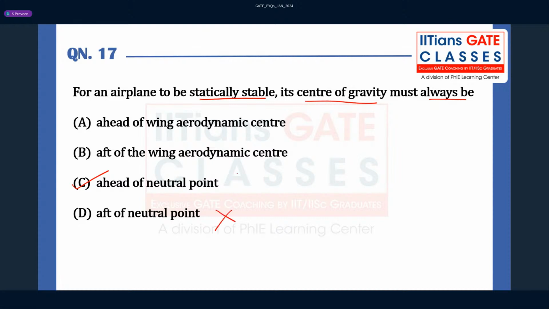That's not a theoretical case. After the neutral point, it can exist, but he's asking it must always be, so this cannot hold true as well. And ahead of the aerodynamic center is also applicable, but again, the question asks must always be. Hence, this is also not applicable. Hope you guys have understood this, right?